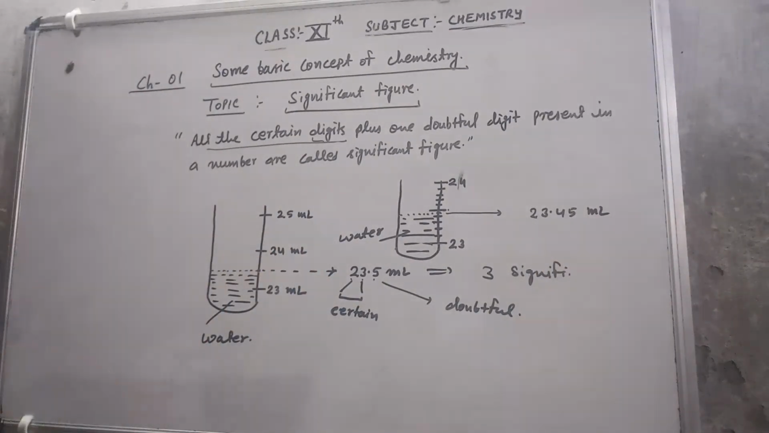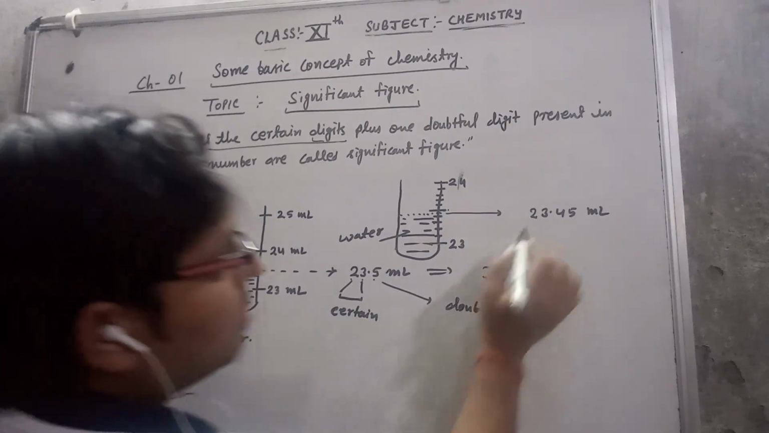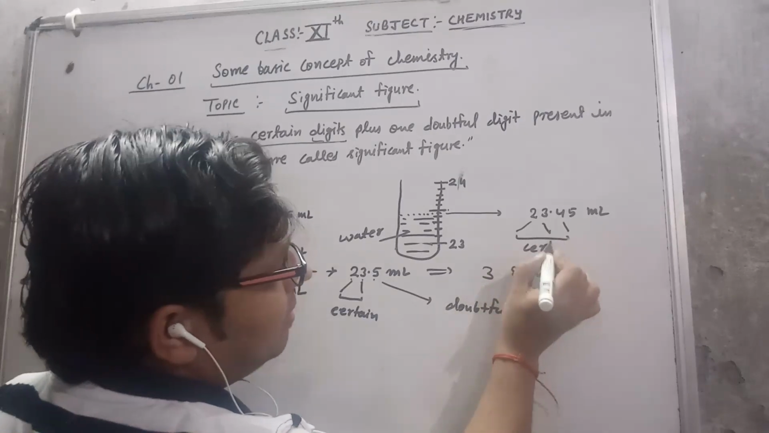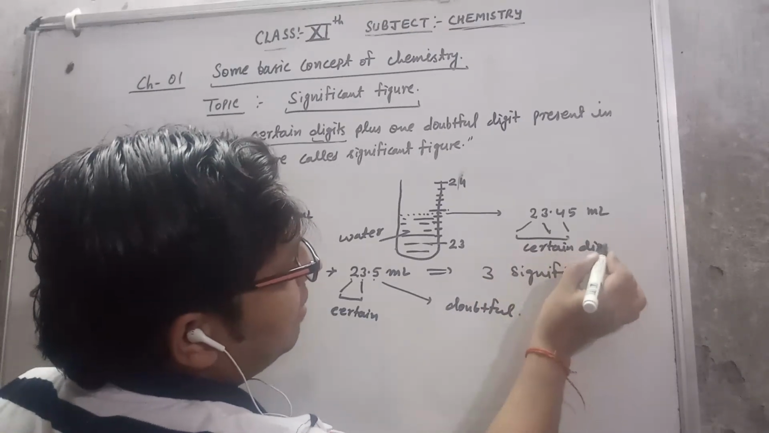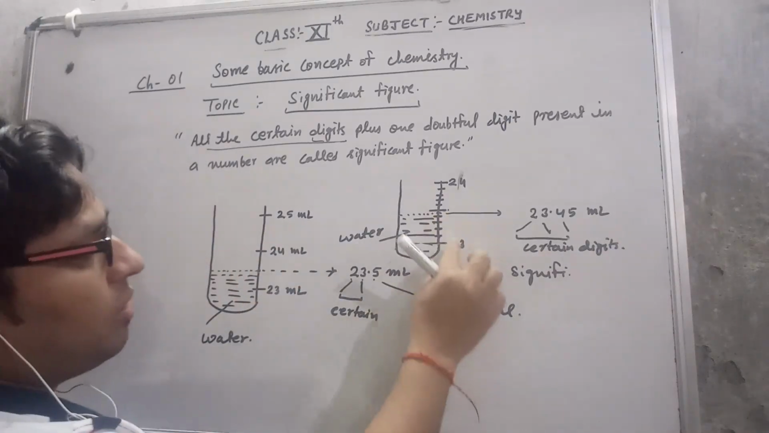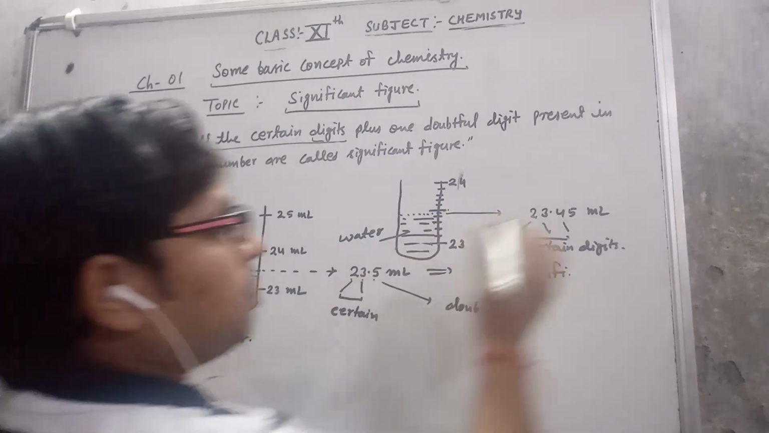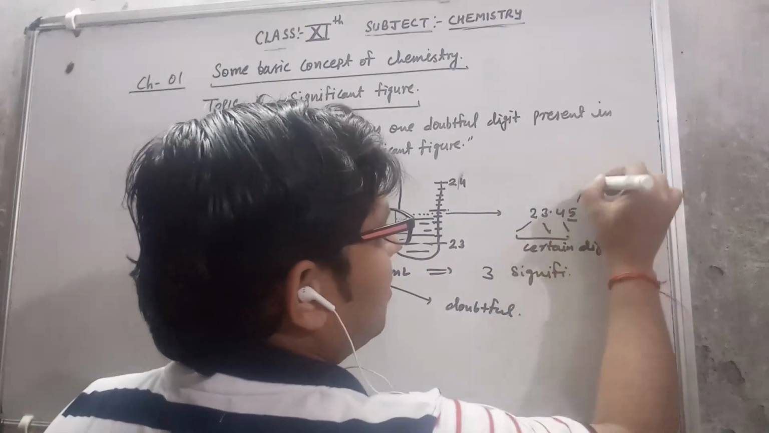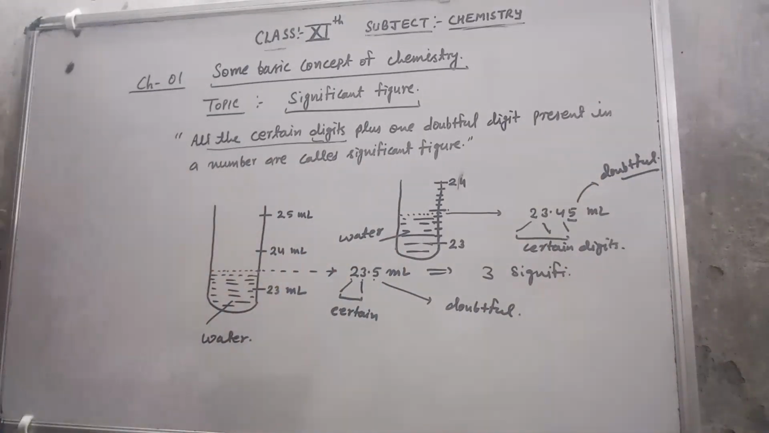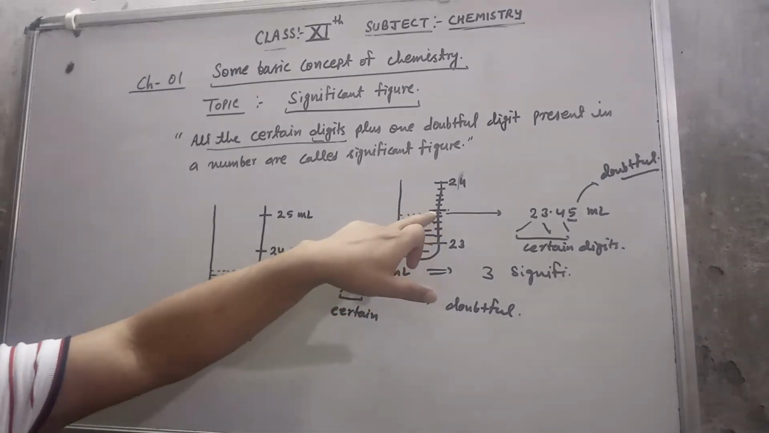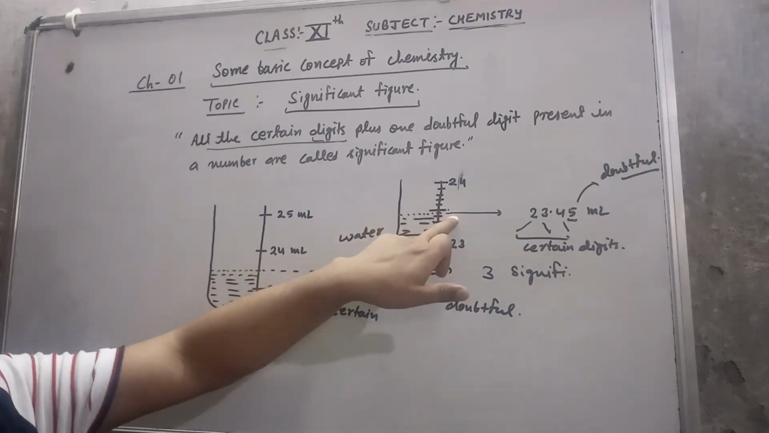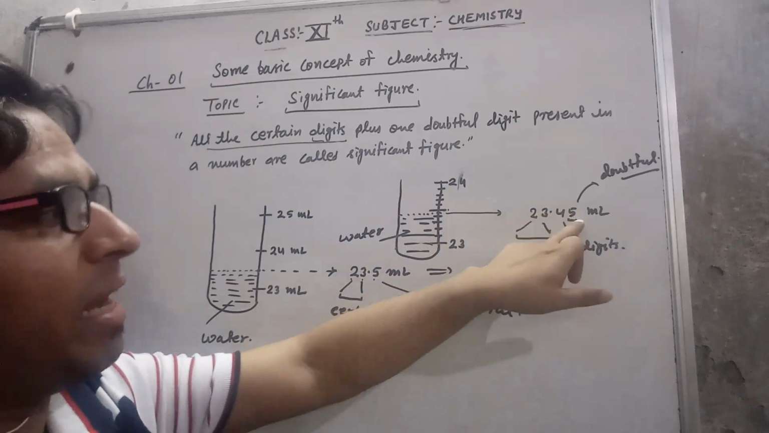If I check here, you can see this 2, this 3 and this 4, all three are certain digits. Certain digits mean that these are the accurate values, because the water is at 23.4 up to here. But this 0.5, this 5, is the doubtful digit. The reason it is doubtful is that the value is not given here. Between 23.4 and 23.5 there is no marked value. So I can say that this 5 is a doubtful digit.